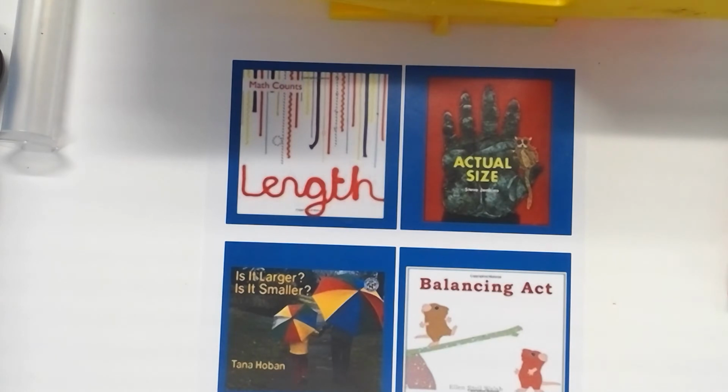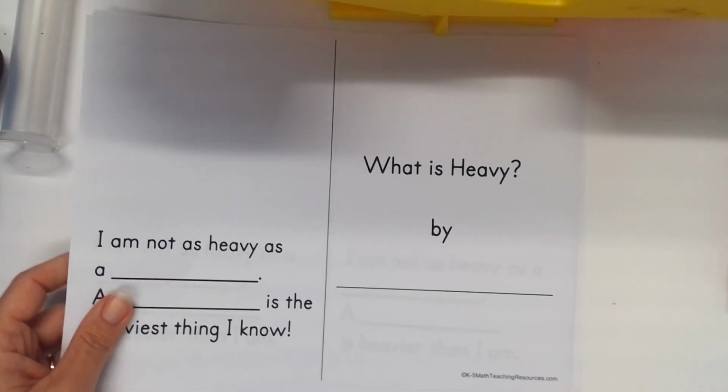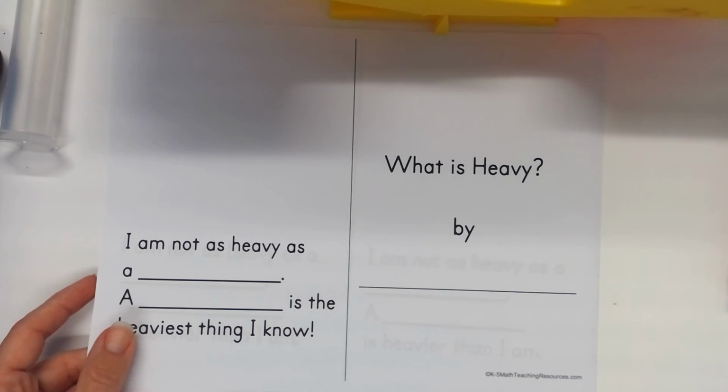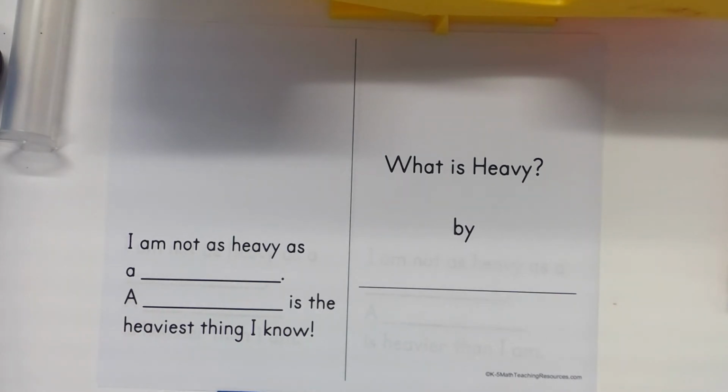There are also some resources if you go to K5 Math Teaching Resources. Here's a book that you could put together with the students that they would go through and do some exploring and talking about different attributes of shapes. This one is heavy, and they have other ones available online at K5MathTeachingResources.com.